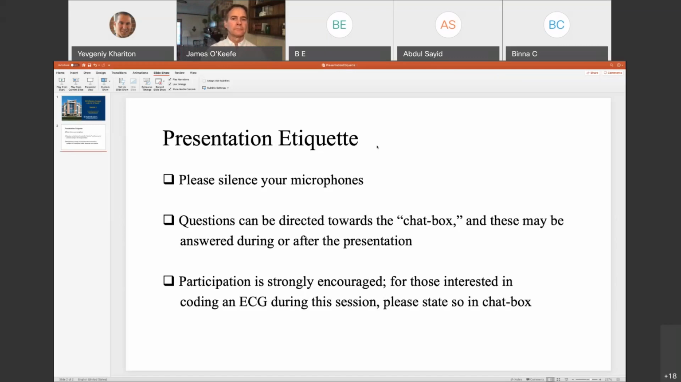For those that have a question during any of these ECGs, please try and direct your questions towards the chat box so that we can try and answer them during the index ECG. If not, we'll try and get to it towards the tail end of the presentation. And then, of course, again, presentation etiquette would highly encourage participation for those interested in coding an ECG. Please feel free to state your interest. And with that, Dr. O'Keefe, if you can share your screen, we can get started.